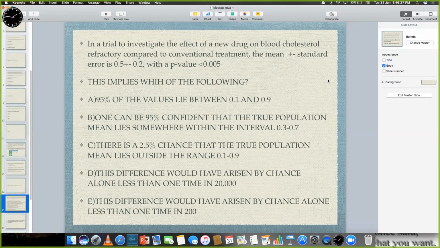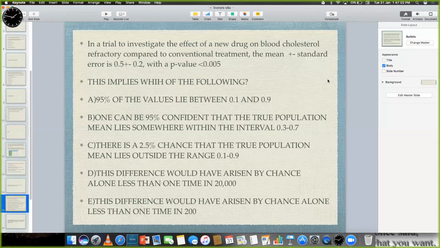Because p less than 0.005 implies p is also less than 0.01. So a p-value less than 0.01 is what? A confidence interval of 99%. So you want to have your 99% confidence interval somewhere above zero, at least above zero, and it can extend anywhere.